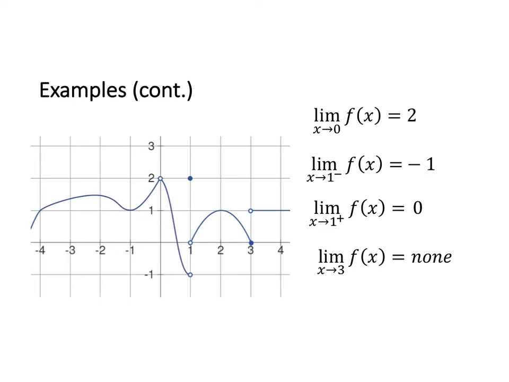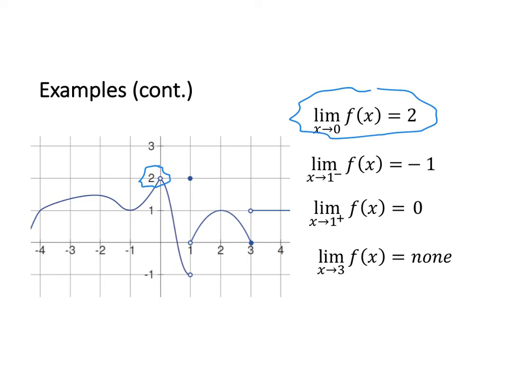So the first one, x approaches 0 from both sides, okay? So we're coming from the left and the right. The answer is obviously 2. Now notice, there's a hole there. The function doesn't exist at x equals 0, but the limit does.